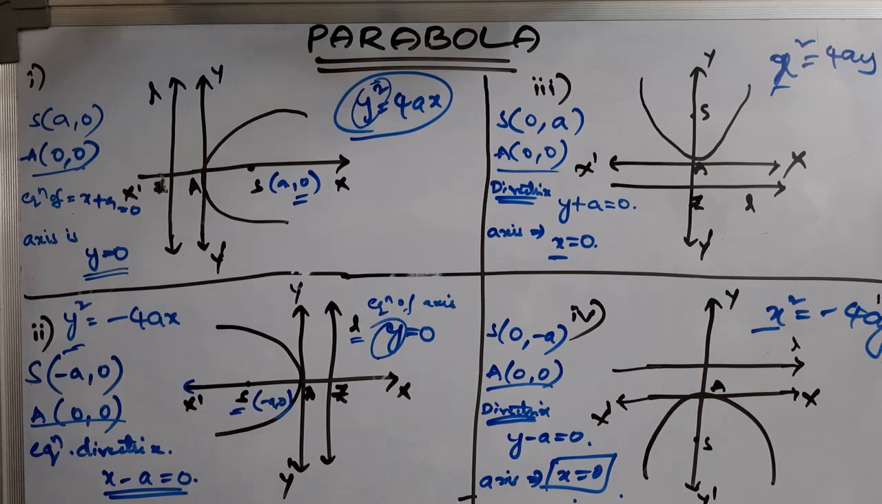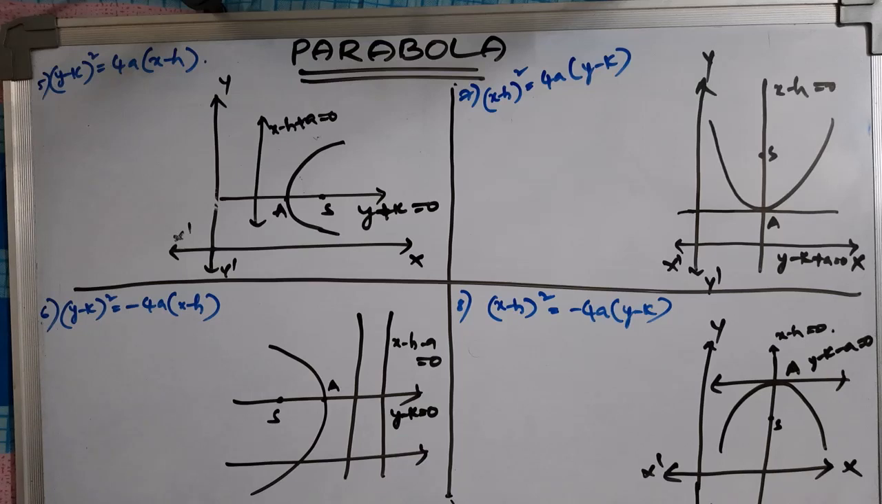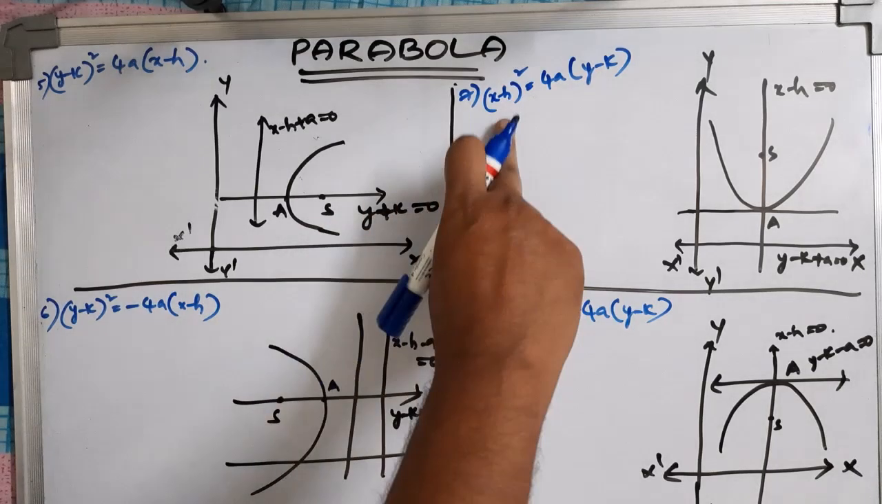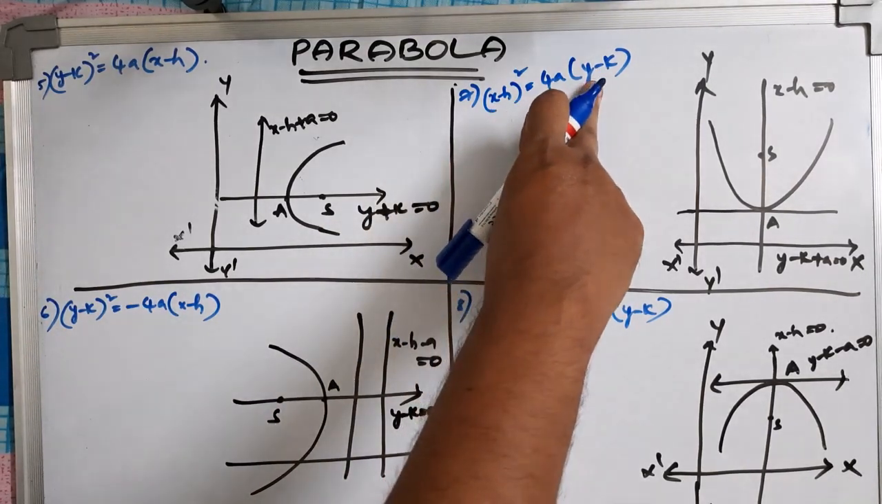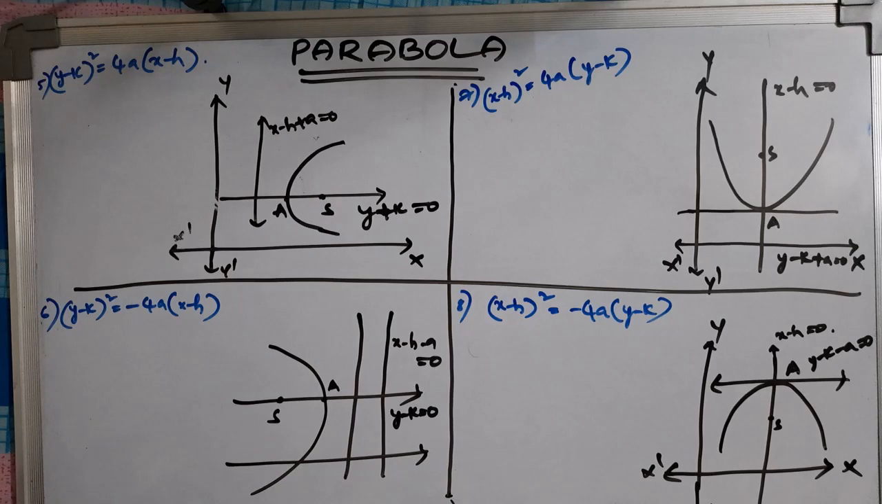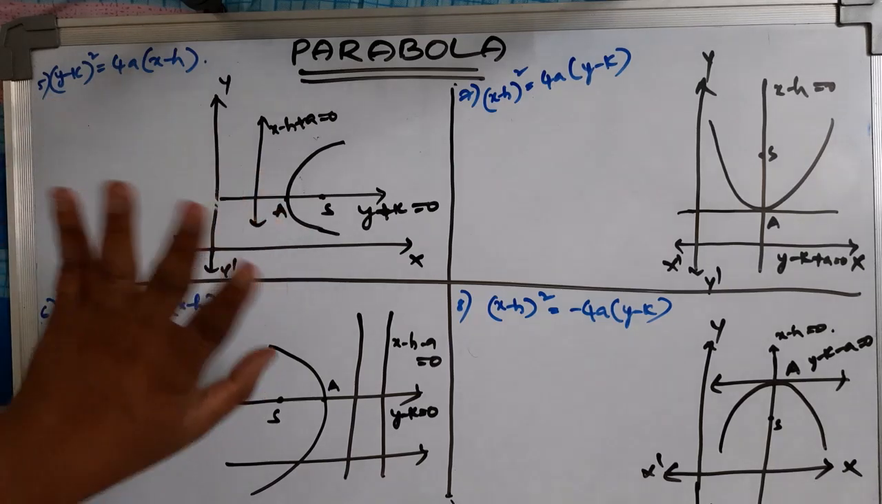Next we are going to see another four forms. The fifth one is y minus k whole square equals 4a into x minus h. In the previous ones, y square equals 4ax, y square equals minus 4ax, x square equals 4ay and x square equals minus 4ay. But here y is attached with k and x is attached with h.